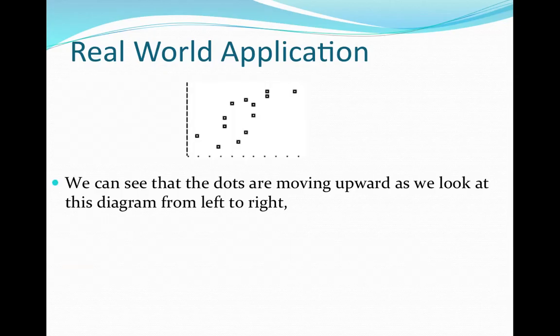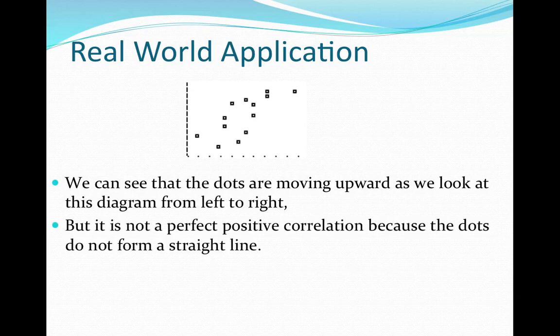Okay, so we can see that the dots move upward as we look at this diagram from left to right. There is definitely some correlation there. And that's why we know it's not 1, and we know it's not 0.99, it's not even close to 1, but it's definitely positive. It's not a perfect positive correlation because the dots do not form a straight line.